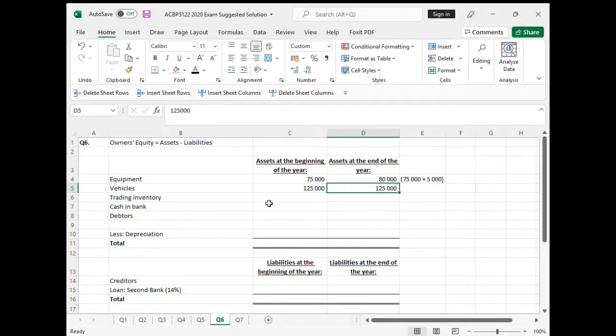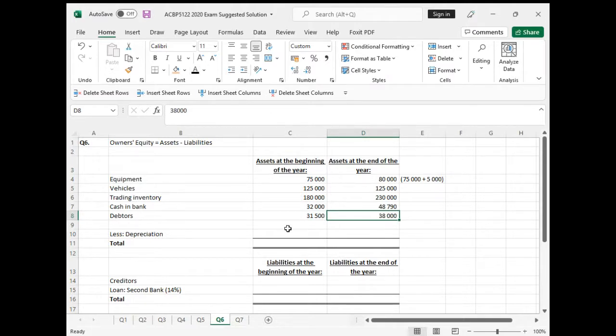Trading inventory at the beginning of the year was 180,000, but based on the additional information, we know that based on the stock take, our trading inventory is now 230,000. Then cash in the bank at the beginning of the year was 32,000. Based on the additional information, we know that the bank statement shows a credit balance of 48,790, and because it's favorable, I show it as a positive. Then debtors was 31,500 at the beginning of the year, and at the end of the year, based on the additional information, it was 38,000.